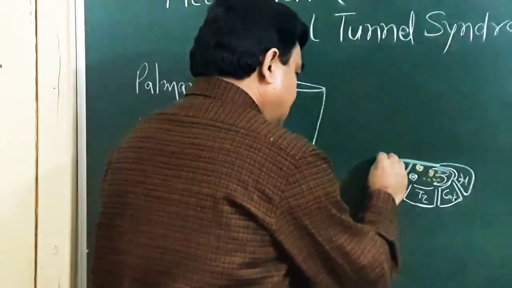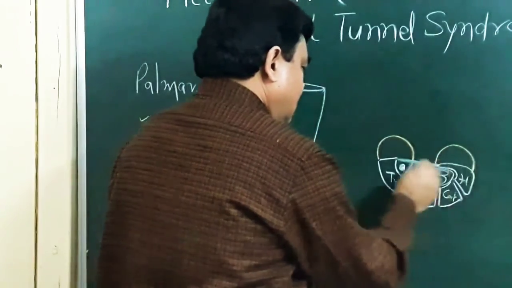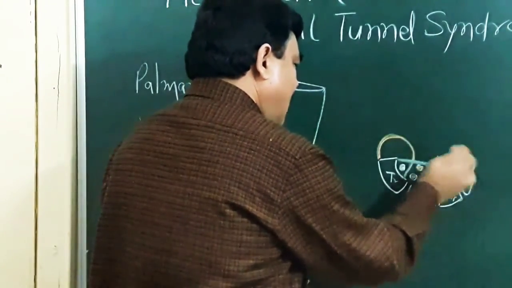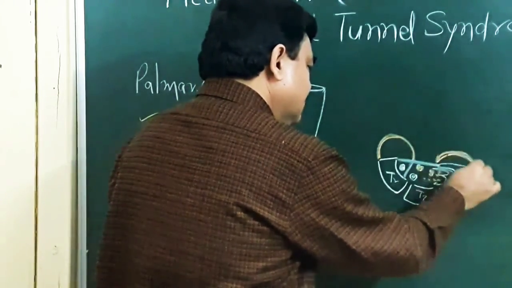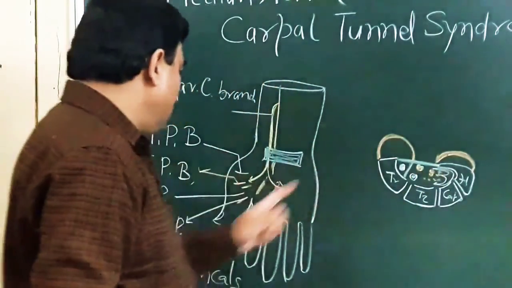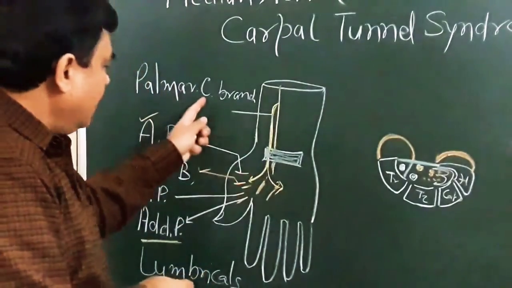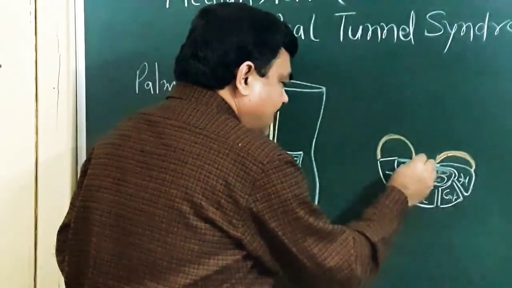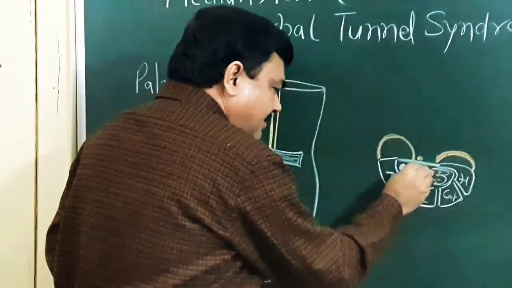Another thing here: this is the thenar eminence, and here is the hypothenar eminence. These four muscles are present in the thenar eminence. Here is the palmar cutaneous branch, which passes superficial to this flexor retinaculum. This is the palmar cutaneous branch of the median nerve. This is the proper median nerve.